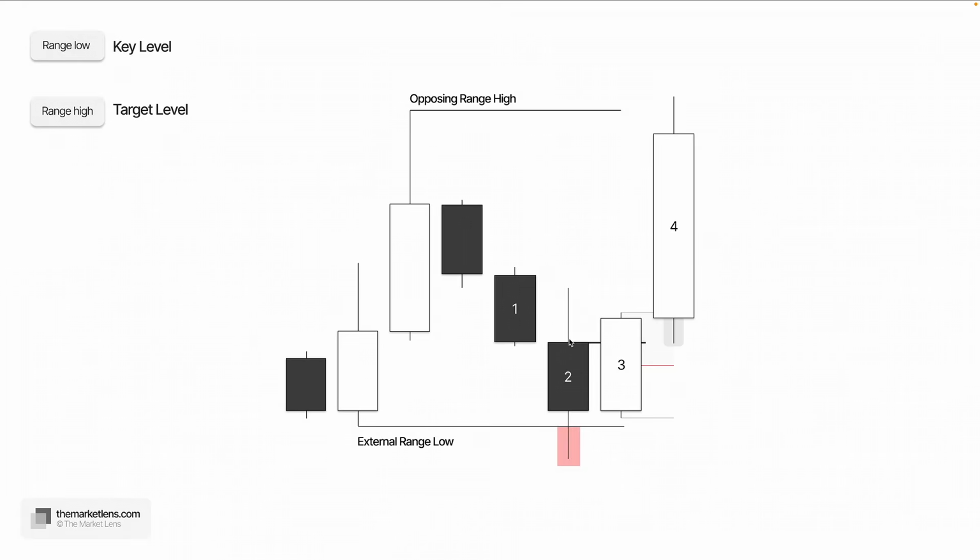If it closes above the body of candle 2, this is what validates us to trade candle 4 continuation, marking out equilibrium of candle 3 and looking for candle 4 to respect the upper half of that range and targeting the opposing side of that range.